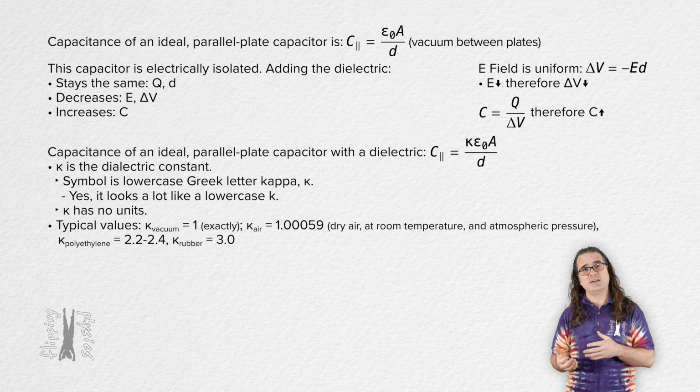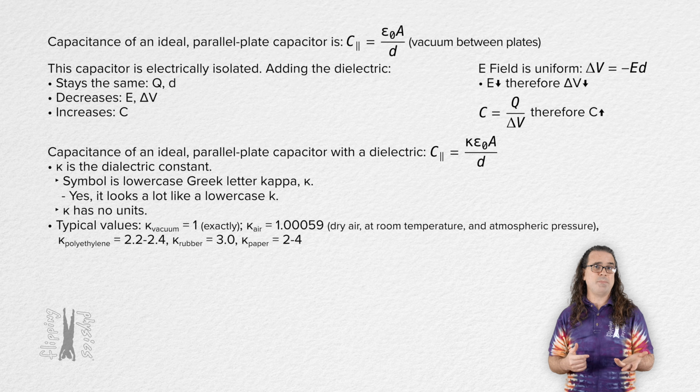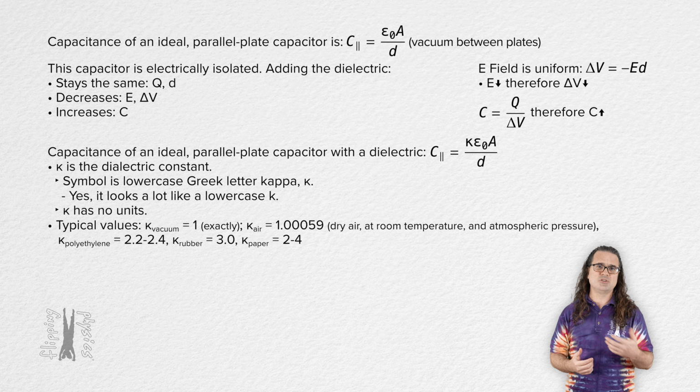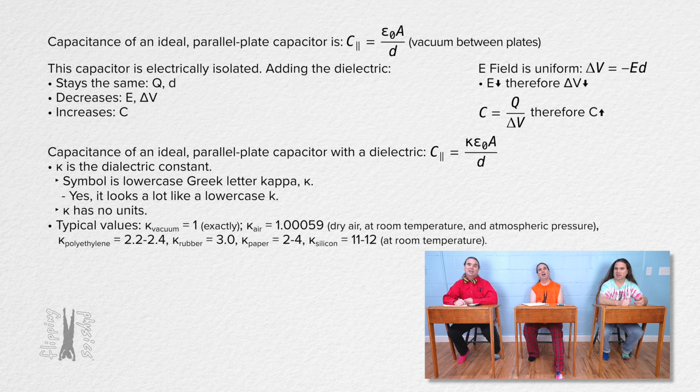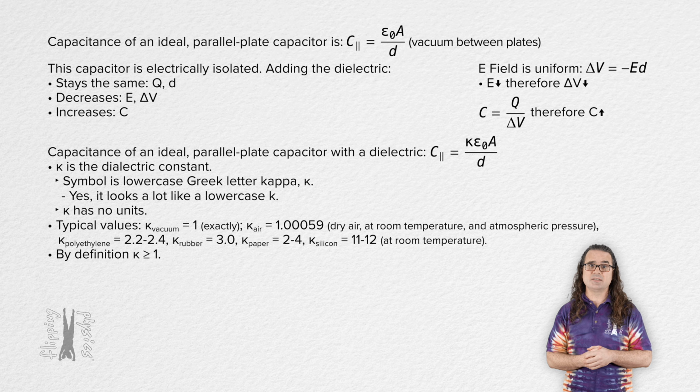For rubber, it is 3.0. For paper, it is somewhere between 2 and 4. For silicon at room temperature, it is in the 11 to 12 range. So all dielectric constants are greater than 1? Other than for a vacuum. Sure. Yes, all dielectric constants are greater than or equal to 1.